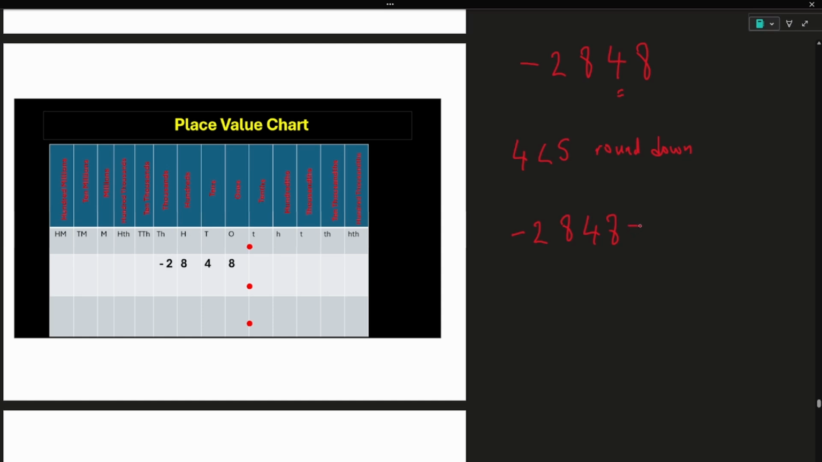2848 will be, we leave the minus 2 the same, 8. So since the 4 is less than 5, the 8 remains the same. We leave it unchanged. So we replace the digit after the 8 with 0. Our answer is minus 2800. The negative sign does not introduce any complications.